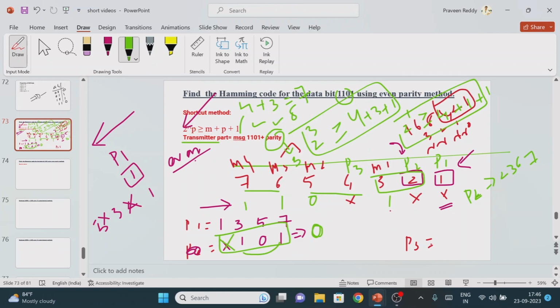Now what are the values in the 2, 3, 6, 7 positions, right? What is the value in the second location? This is an unknown value, right? So just write down a cross mark. Now what is the value of the third location? So this is the third value, right? What is it? Bit value 1.